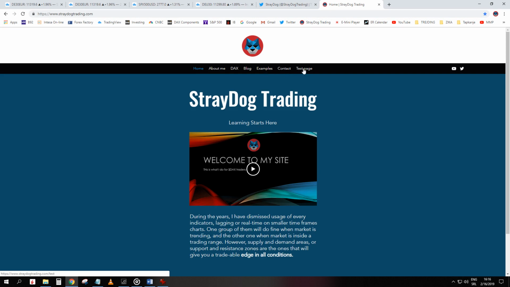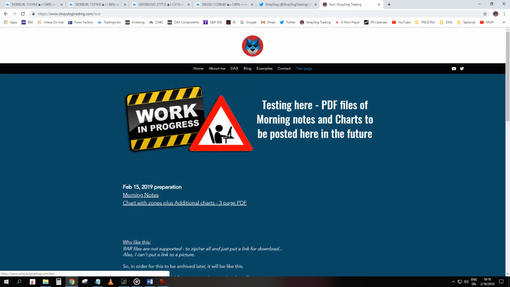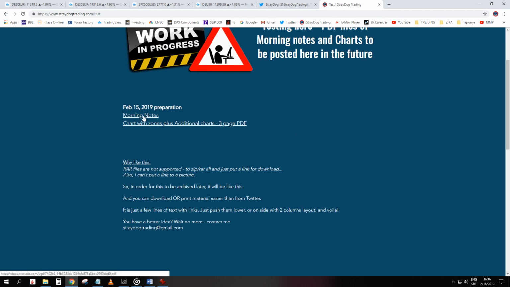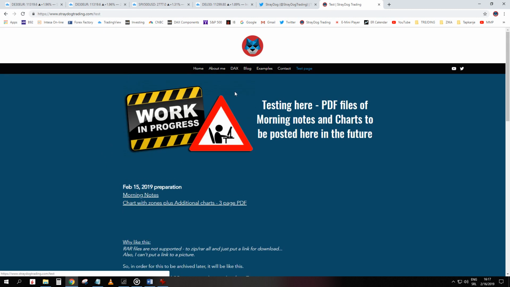This is going to be here on the test page, and on Monday these are going to be like this. Morning notes are going to be a PDF file. It's much better than the picture, and I'm forced also to put charts into the PDF file because I cannot put a link to the picture here. I cannot go with zip or RAR, so it is going to be PDF for both, and it is okay. And the archive is going to be lower, just like two lines with links, so you can always go back and see what chart was from each day in the past.